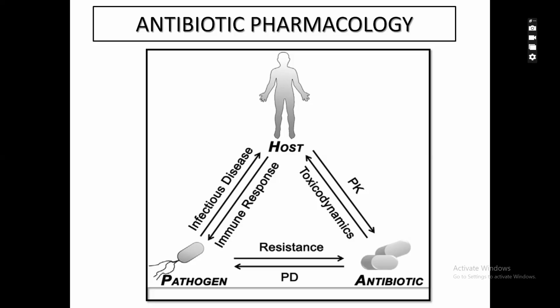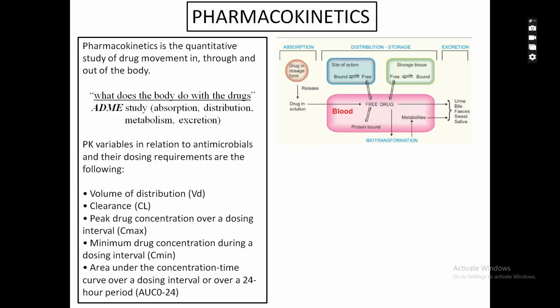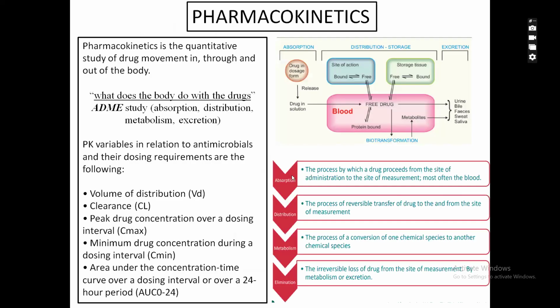Pharmacokinetics is what the host does to the drug. Why? K for king. Who is the king in this whole scenario? The host. So K is for king. Pharmacokinetics is what the king, or the host, does to the antibiotic: absorption, distribution, metabolism, and excretion. These are the famous steps: absorption, not digestion, I was wrong there, distribution, metabolism, and excretion. We will be coming to these terms one by one. We should remember absorption, distribution, metabolism, and elimination.